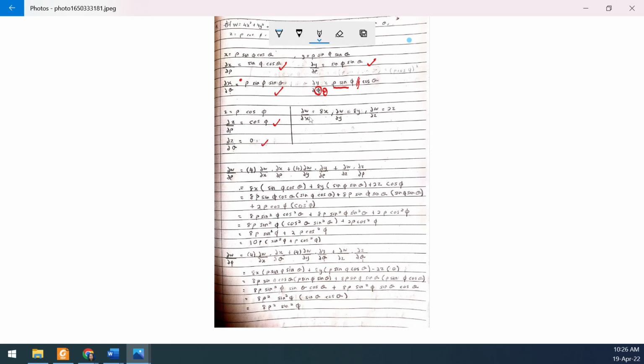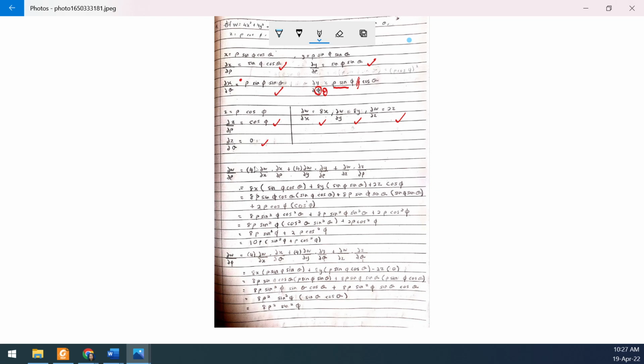Okay, so ∂w/∂x is 8x, ∂w/∂y is 8y, ∂w/∂z is 2z, correct? Okay, and then ∂w/∂rho will be ∂w/∂x. What got 4 there? What is this for?